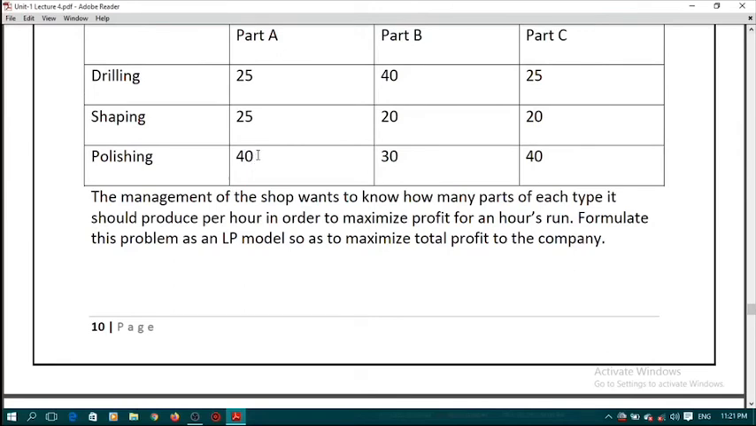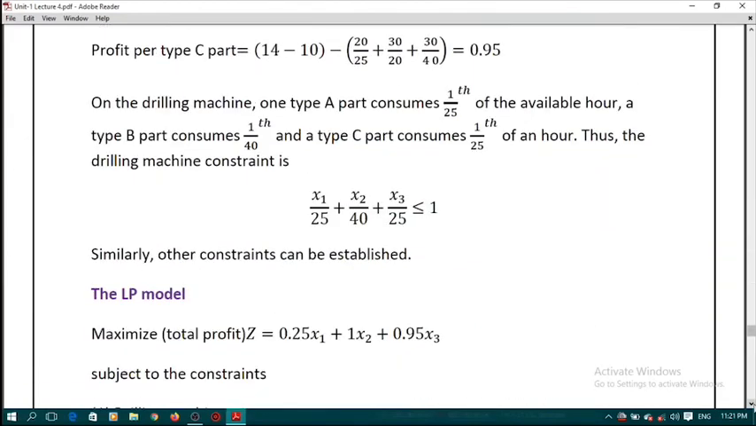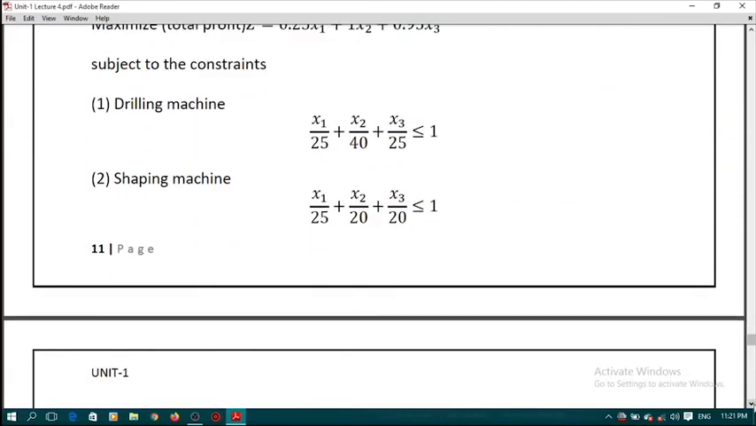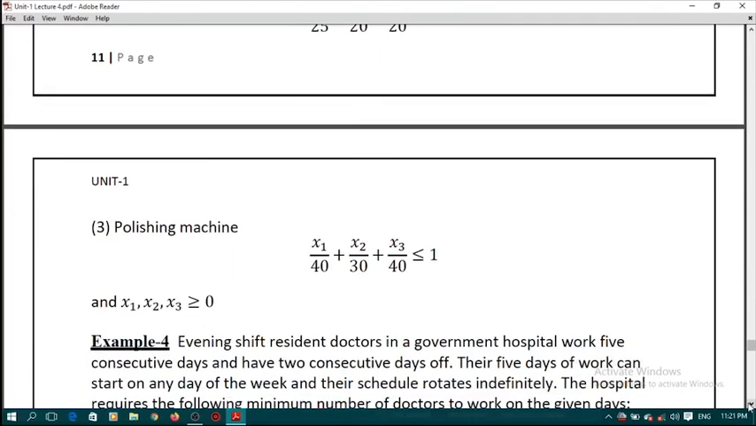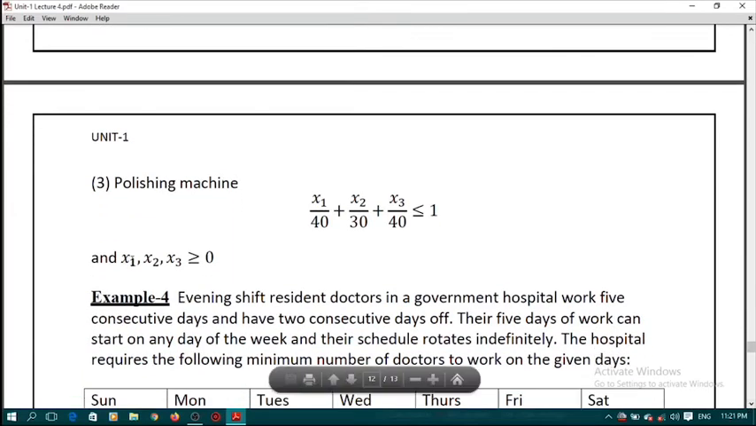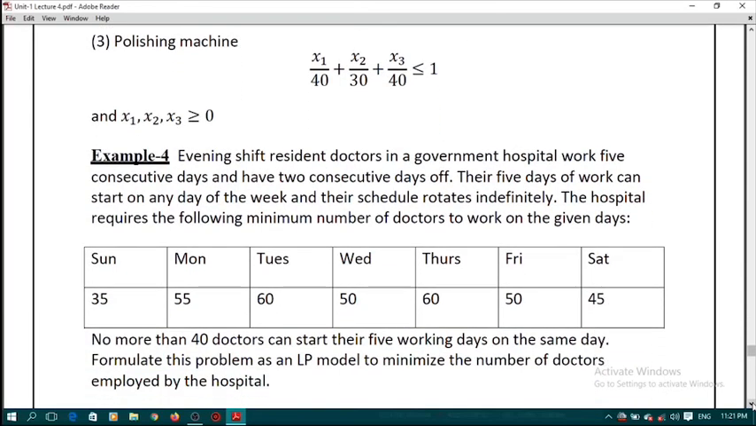So here you can see for shaping, and for polishing you can say x1 by 40 plus x2 by 30 plus x3 by 40 is less than or equal to 1. We have a total of 1 hour only, so that's why every constraint is less than or equal to 1. So see, this is the third constraint, and the last one is the non-negativity condition, that is x1, x2, x3 all greater than or equal to 0. So this is example number 3, which is slightly different from the other examples.